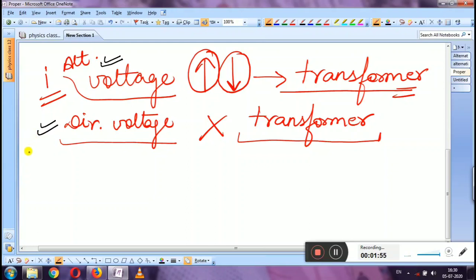Okay, now one question can arise in our mind: why direct voltage cannot be increased or decreased with the help of transformer? So the reason is transformer works on the principle of mutual induction.